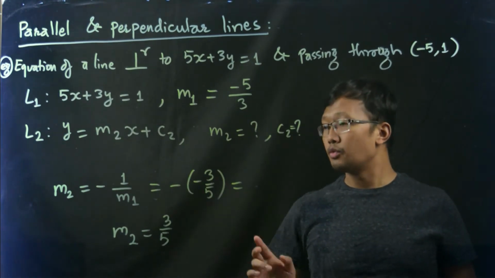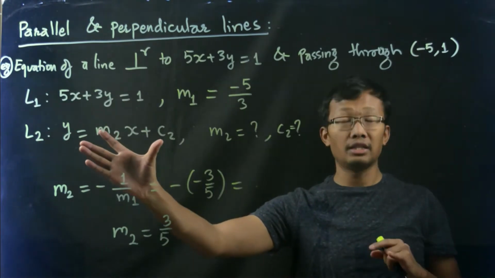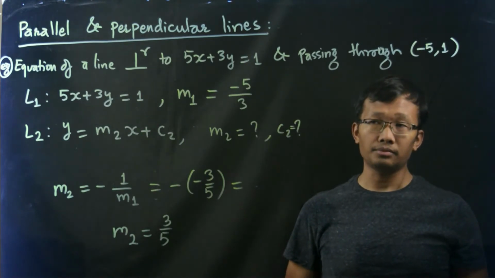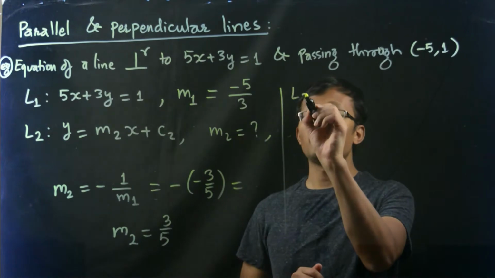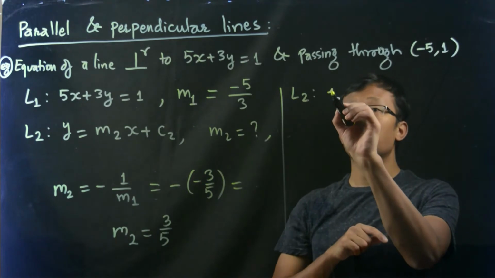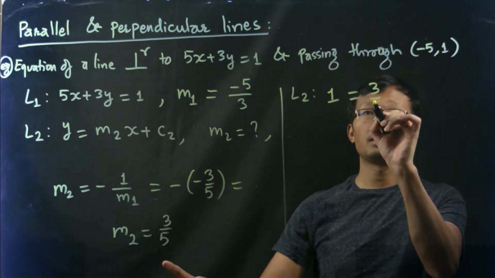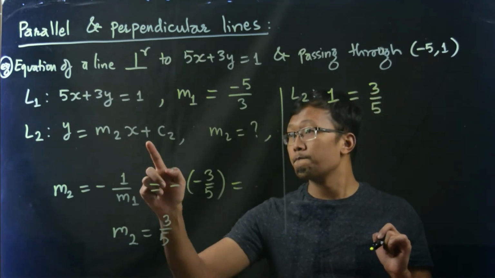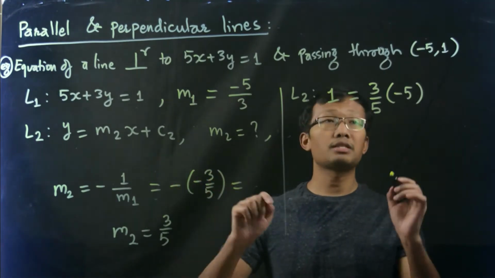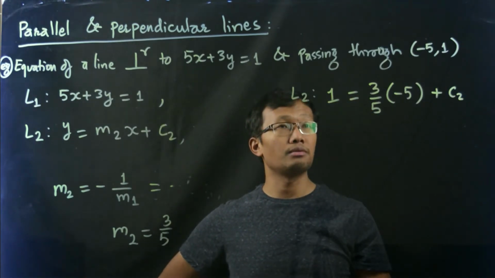To do that, we plug in m2 and the point (-5, 1) into L2, since L2 must pass through (-5, 1). So y, which is 1, equals m2, which is 3/5, times x, which is -5, plus c2. c2 is to be found. Then let's finish the calculation and find the value of c2.